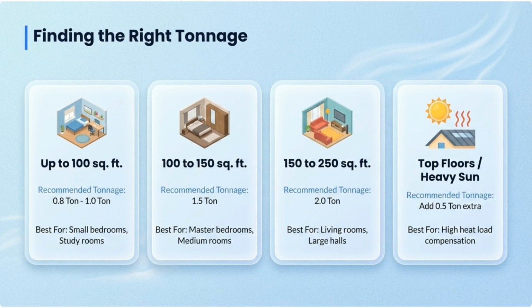Finding the right tonnage is crucial. Use this guide: 0.8 to 1.0 ton for small rooms, 1.5 ton for medium rooms, and 2.0 ton for large halls. Add 0.5 ton for top floors or heavy sun exposure.